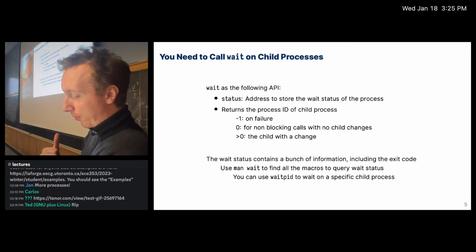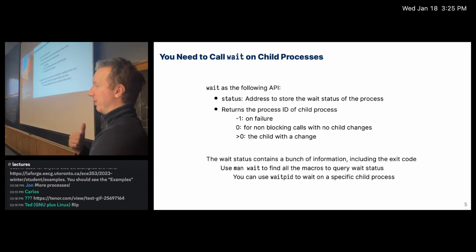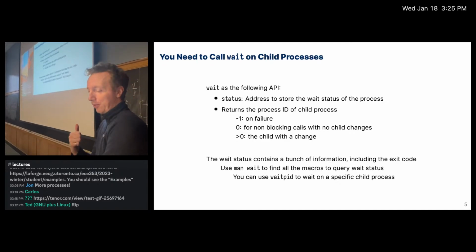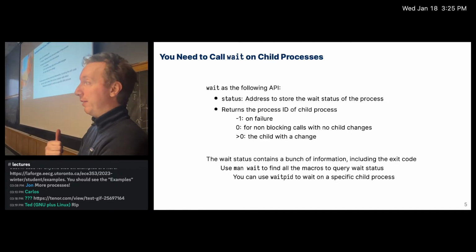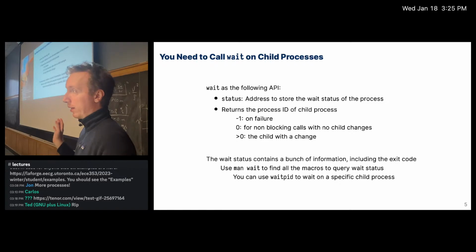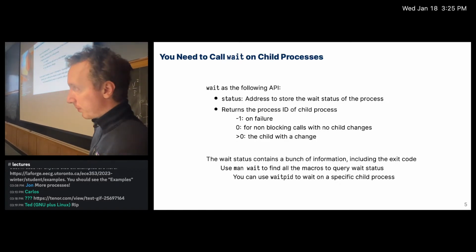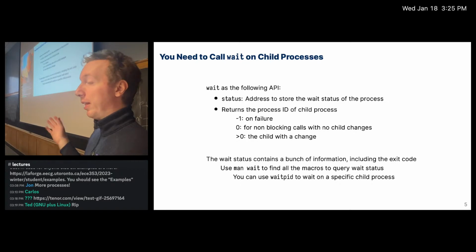It returns 0 for a non-blocking call with no child changes, and that might seem like gibberish. All that means is, by default, what wait does is it waits for a child to finish running. So if you call wait and nothing has finished running yet, it will sit there in that block state where the kernel will not let your process run anymore until one of your children has actually exited. So that's the blocking version.